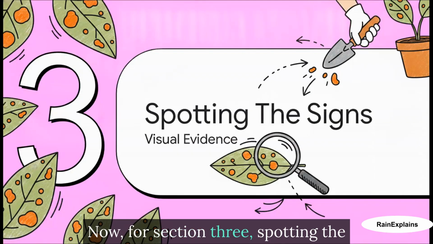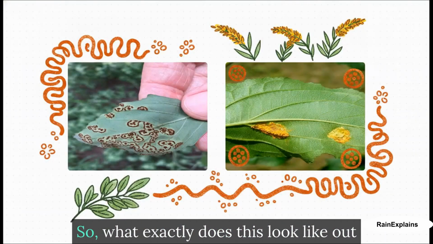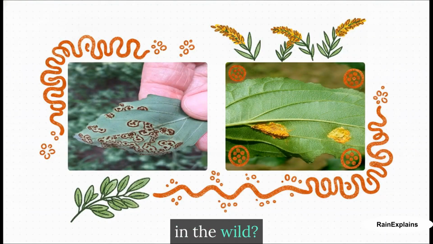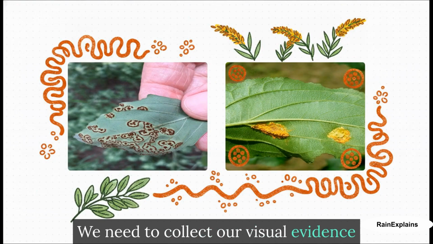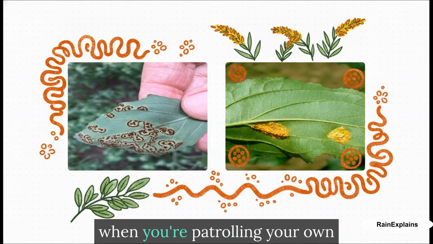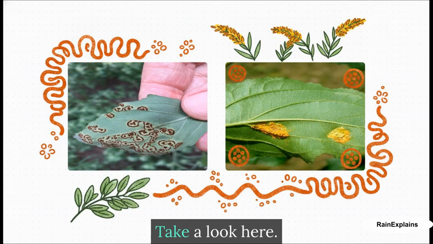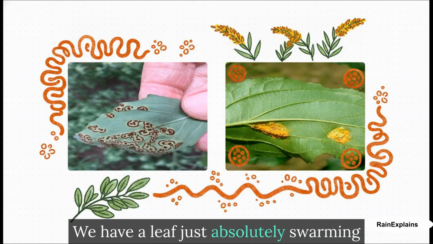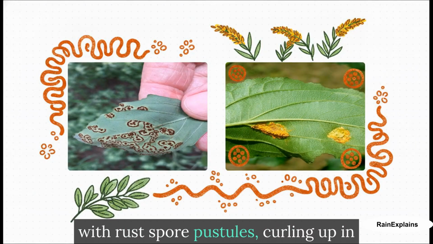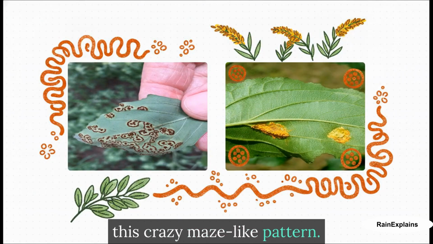Now for Section 3, spotting the signs. So what exactly does this look like out in the wild? We need to collect our visual evidence so you know exactly what to look for when you're patrolling your own backyard. Take a look here. We have a leaf just absolutely swarming with rust spore pustules, curling up in this crazy maze-like pattern.